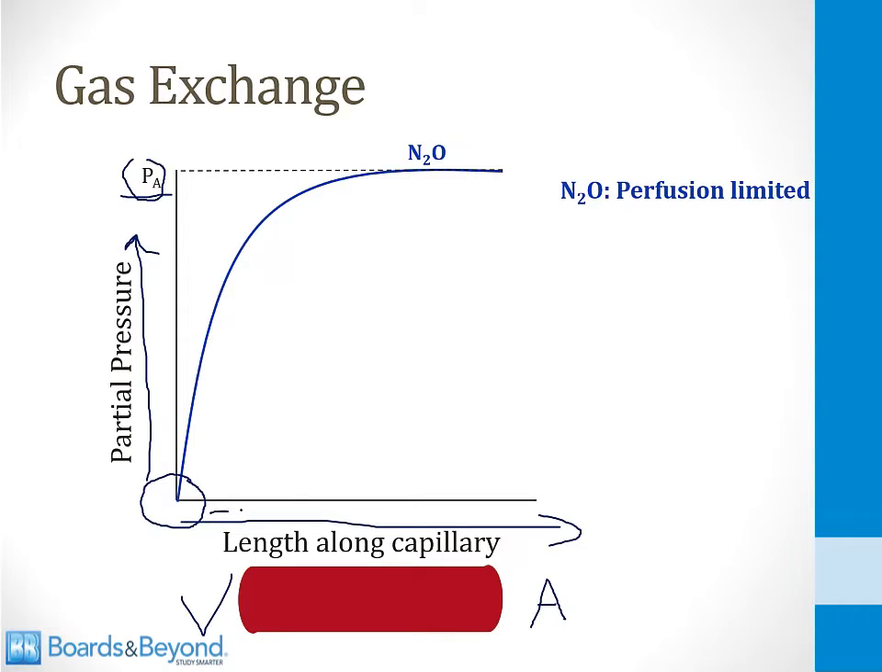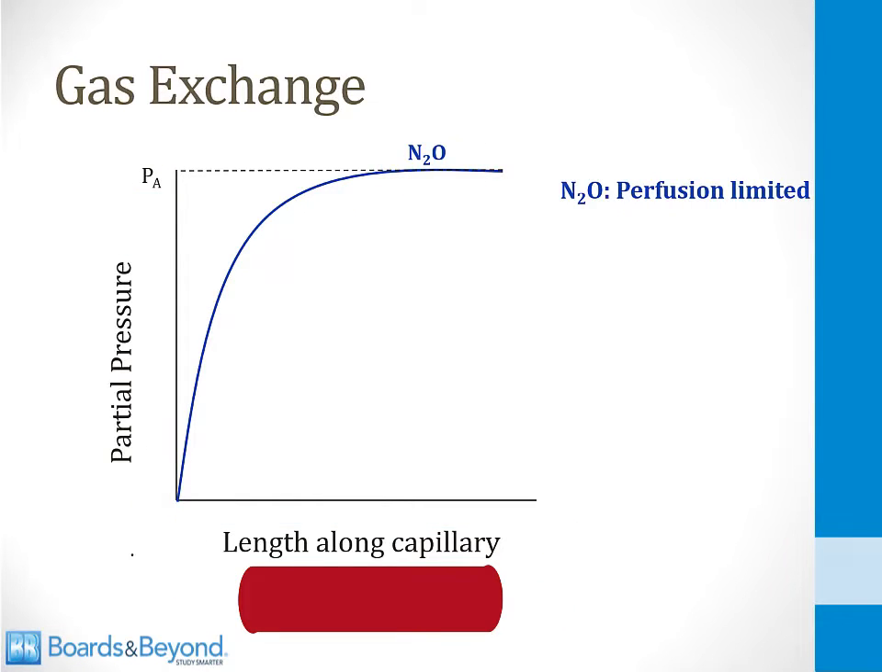So initially, venous blood enters the pulmonary capillaries with no nitrous oxide because we don't normally have any in our bloodstream. But as blood flows along the pulmonary capillary, it picks up nitrous oxide from the alveoli and it quickly reaches equilibrium where the concentration in the blood, which is the blue line here, is equal to the concentration in the alveoli. And when a gas behaves like this, we say it is perfusion limited. And nitrous oxide is the classic example of a perfusion limited gas. And you can establish this experimentally by looking at how quickly the concentration rises as blood flows through a capillary.